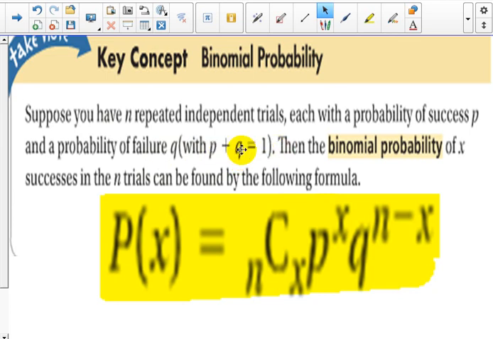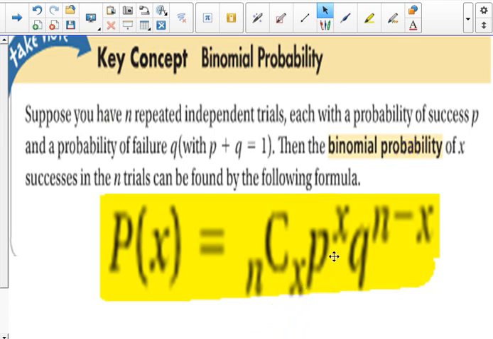Right? Your successes and failures equal the whole experiment, basically. So then the binomial probability of x successes in the n trials can be found by this formula. There are lots of variables to remember here. So the P of x stands for binomial probability.